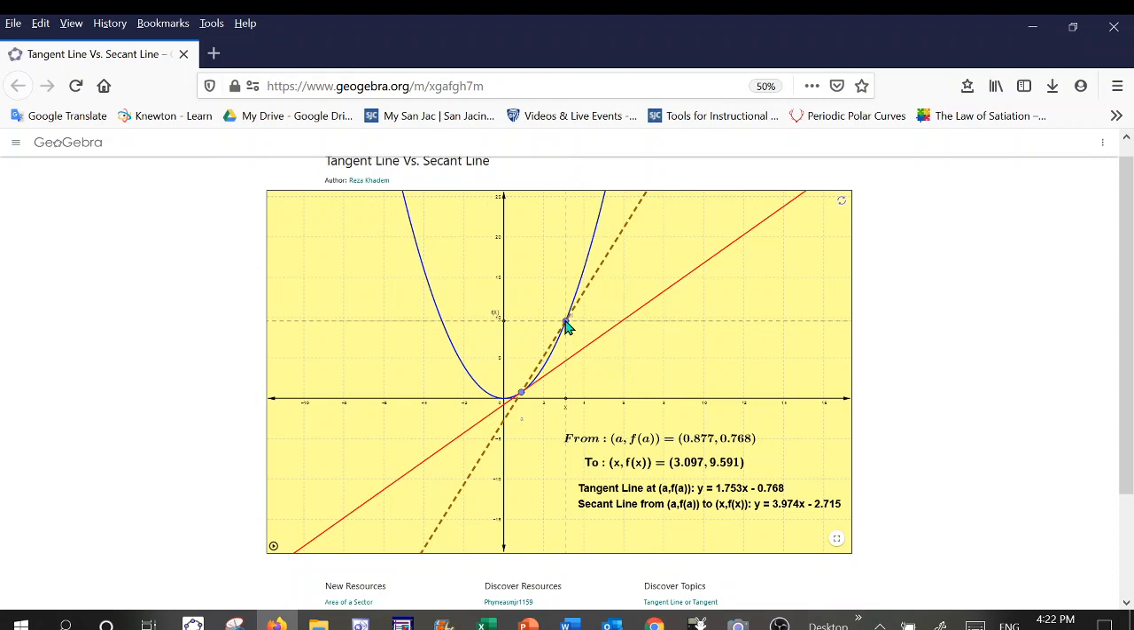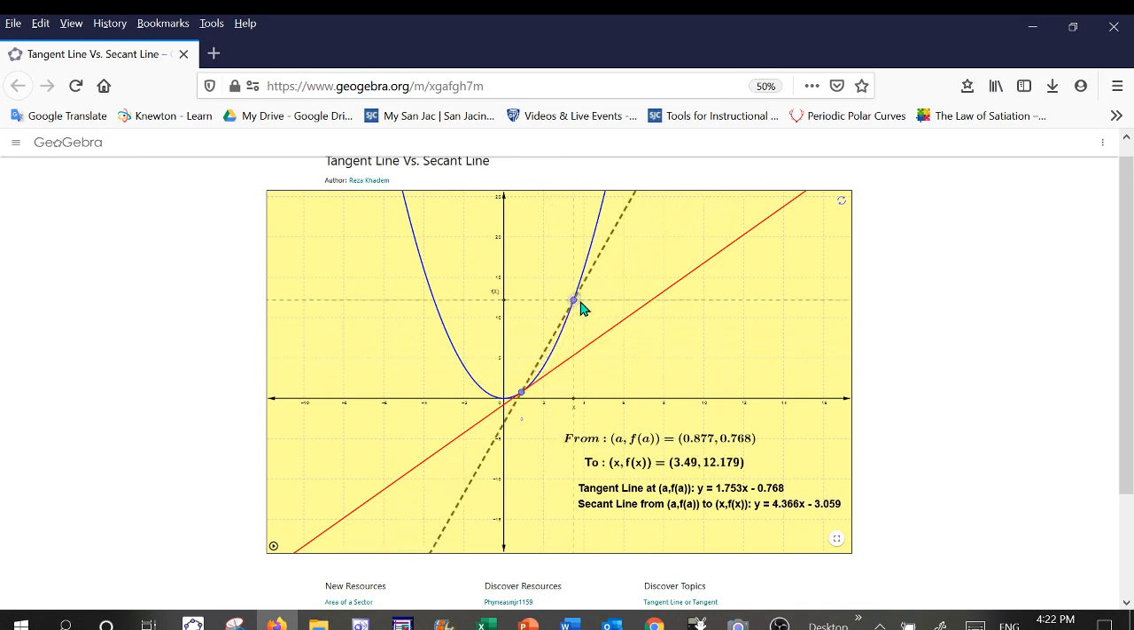We are interested in taking this point and making it closer and closer to the point at which we are interested in figuring out the rate of the function, right? Now, we don't want this point to be exactly this point, because that would cause the denominator of the difference quotient to go to 0. And we don't want that. So the way we are going to do this is by using the idea of limit. All right, so that's the idea.